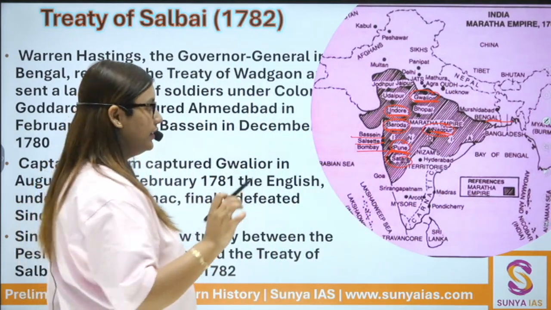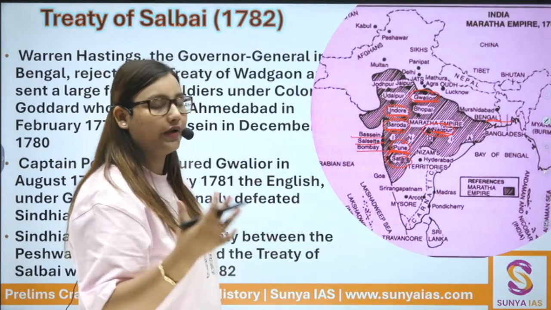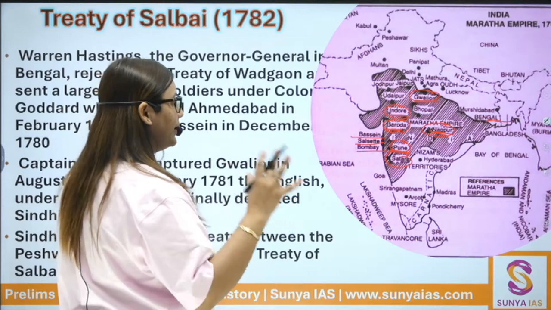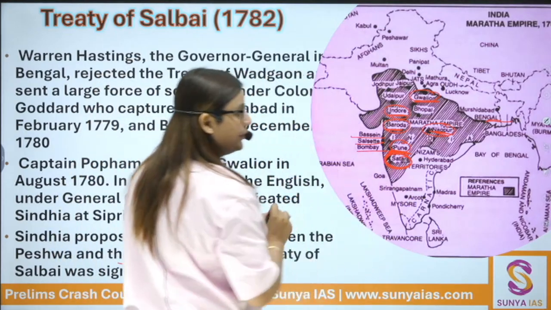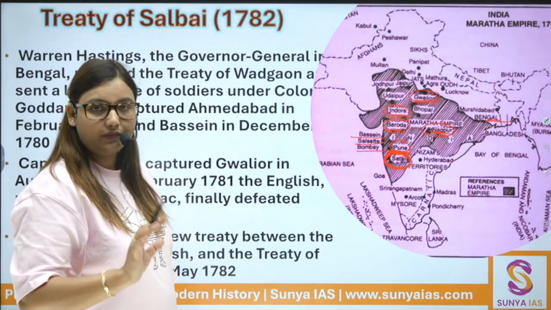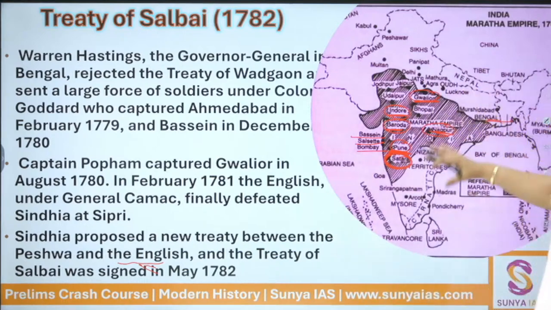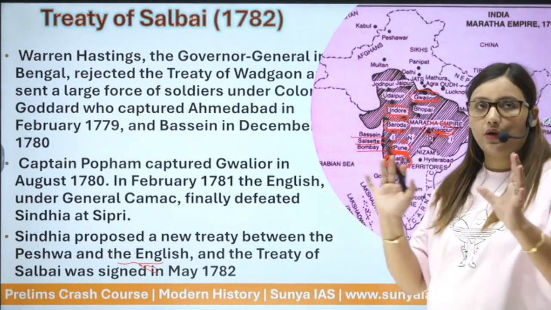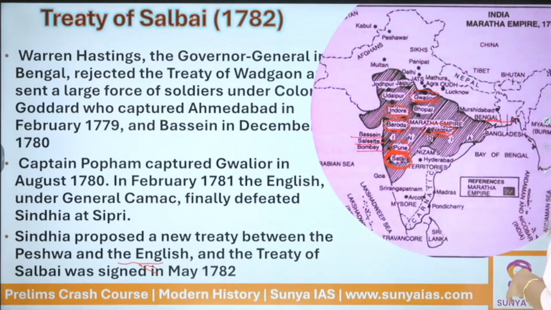Ultimately, in the end, all of them would lose their powers, and at the end of the Anglo-Maratha struggle, it would be confined only to Satara. That's why Satara is important. Fine. Now, let's continue the discussion. This map is important. Just remember these locations. Now, come back to the Treaty of Salbai. The Treaty of Salbai was signed in 1782.